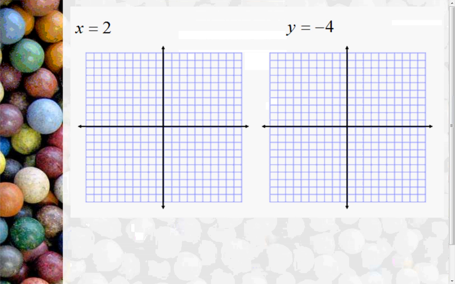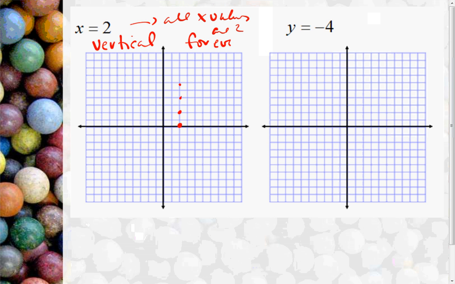So anyway, here, x equals 2. So that means that all x values are 2. So this is a vertical line. You can memorize that, or you can do this. All x values are 2. So I'm going to have a 2 here, and it doesn't matter what my y values are, because everything is going to have an x value of 2. And if I keep on filling in all these dots, look what happens. It's a vertical line. Ta-da. Done.